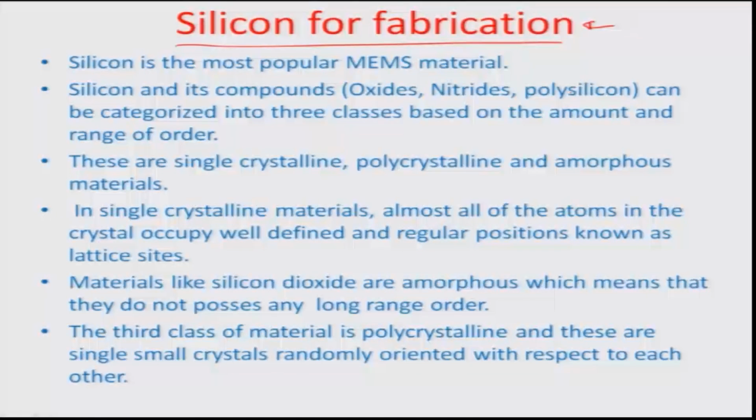The processes associated with the microelectronic industry have been translated into the formulation of micro machined structures or features. So, silicon by and large is the most popular MEMS material because of its background, because the MEMS or microsystem fabrication processes started as an offshoot of the microelectronic industry. Some processes became obsolete in microelectronics and they were picked up by the MEMS or microsystems industry.